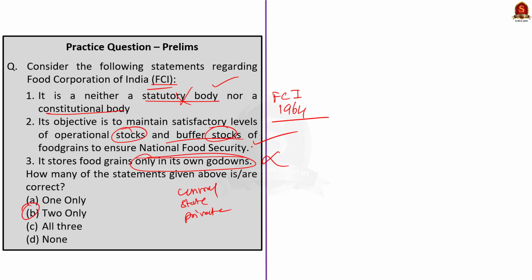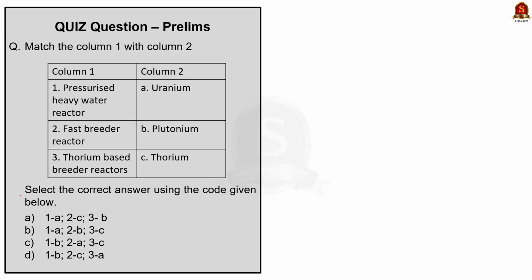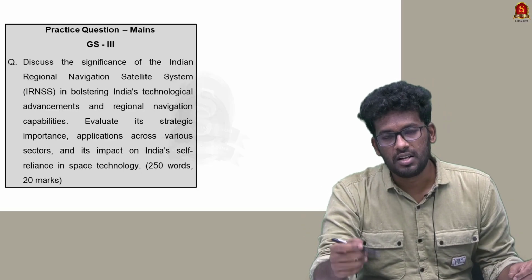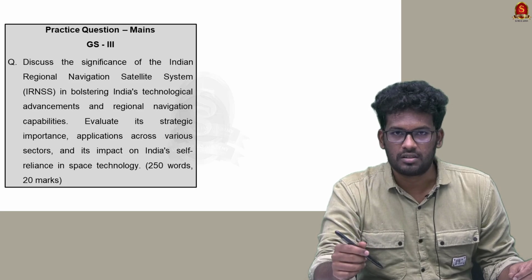Next question. Which country held the position of the top arms importer globally during the period of 2019 to 23 according to the Stockholm International Peace Research Institute, SIPRI? The answer is option C, India. So this is the quiz question for you today. We need to match the column 1 with the column 2, and they're asking question regarding the 3-stage nuclear program of India. Understand the question and answer it in the comment section. Displayed here is the mains practice question for you today. Understand the question and try to answer it in the comment section.